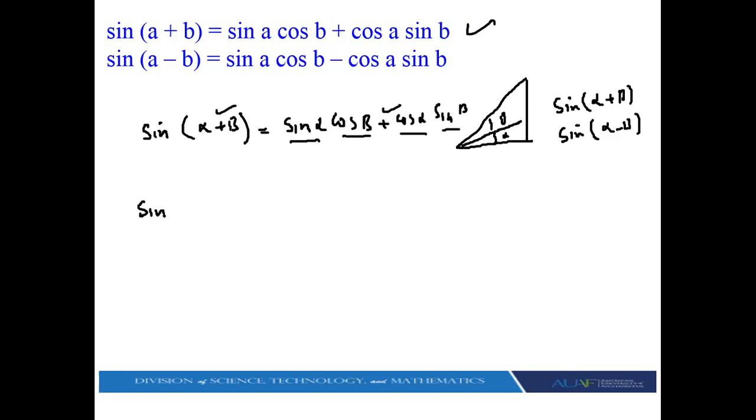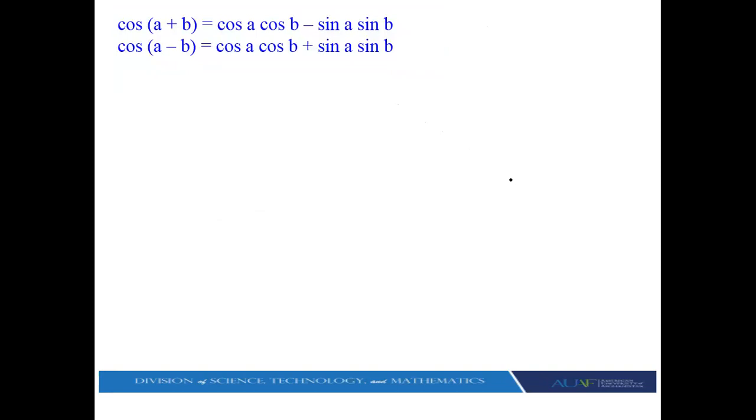If we have minus, like sine of alpha minus beta, so sine alpha, then cosine beta, then we have minus, and we have cosine alpha, then sine beta. Correct? So these formulas are called what? These are the sum and difference formulas. Same, sum and difference formulas for cosine.